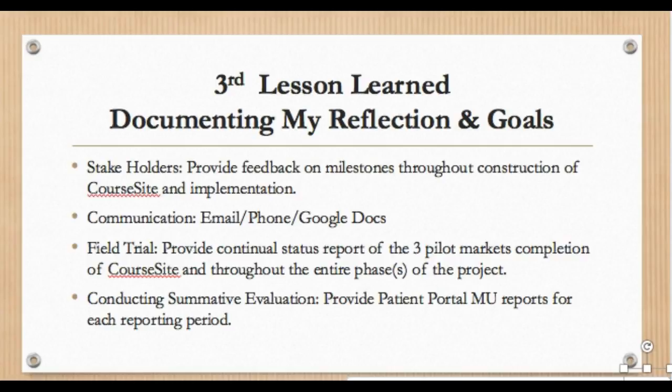Communication, emails, phone, Google Docs, always have backup plans, have a variety of tools, 2.0 web tools to use to collaborate and communicate. Field trial, provide continuous status report of 3 pilot market completion of course site throughout the entire phase of the project. Conducting a summative evaluation, provide the patient portal meaningful use reports for each reporting period.